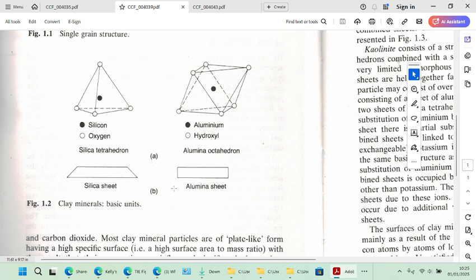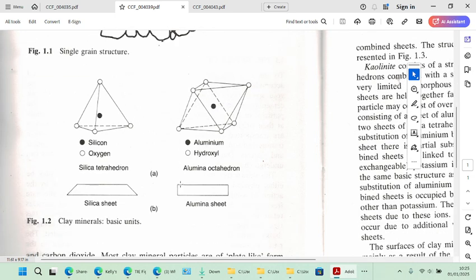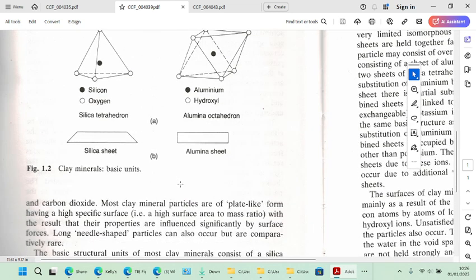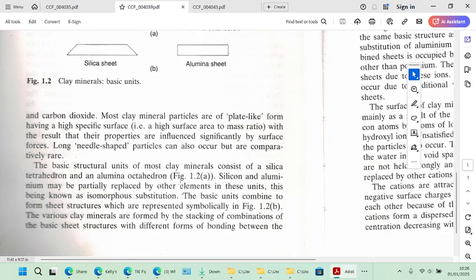Clay minerals, basic units. Yes, it's helping me to zoom in on these things, because in the textbook, I've got to admit, I find it hard to read the small writing. This book should be in A4. It's in A5. It's too small for me. I can't read it. That's why I have to zoom in on it.